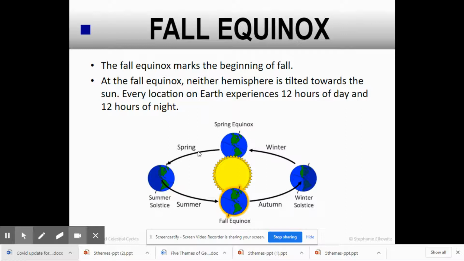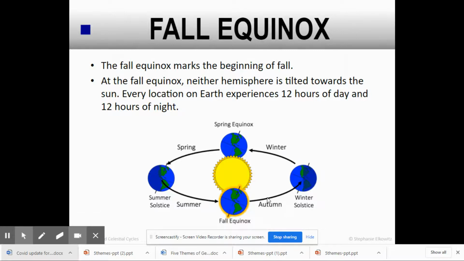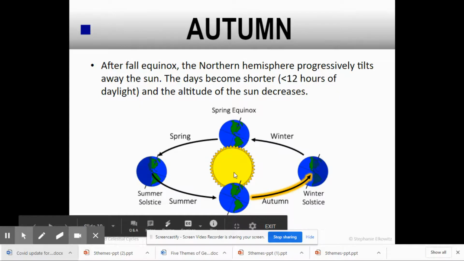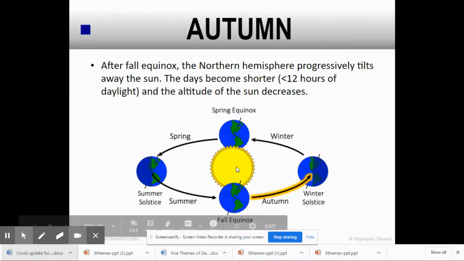Then after summer, we get the fall equinox. That's the beginning of fall. At the fall equinox, neither hemisphere is tilted toward the sun. Every location on Earth gets 12 hours of day and 12 hours of night. So we're right here in the fall equinox. Then what comes next is autumn. That's when the northern hemisphere starts to tilt away from the sun. You probably notice the days become shorter. We're getting less daylight. That's because the altitude of the sun is decreasing.